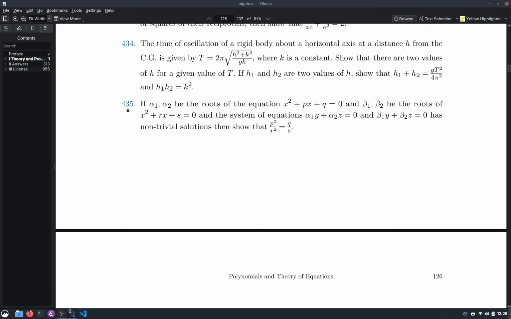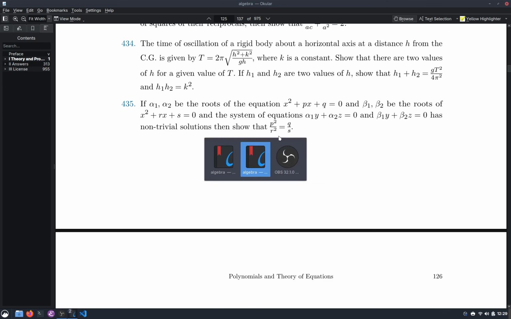Question 435 says that if alpha 1 and alpha 2 be the roots of the equation x square plus px plus q is equal to 0, and beta 1 beta 2 be the roots of the equation x square plus rx plus s is equal to 0, and the system of equations alpha 1 y plus alpha 2 z is equal to 0, and beta 1 y plus beta 2 z is equal to 0 has non-trivial solutions, then show that p square by r square is equal to q by s.